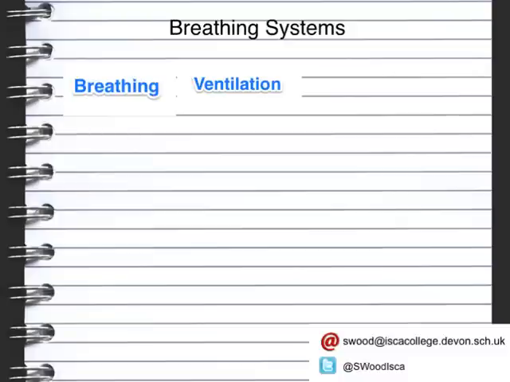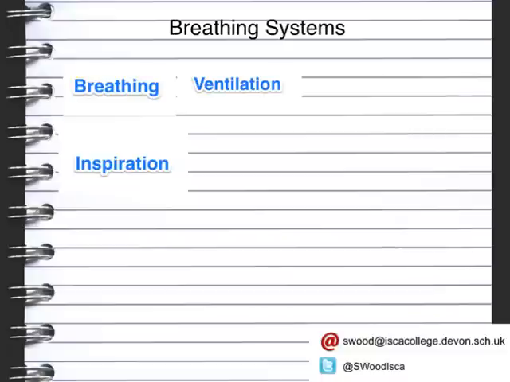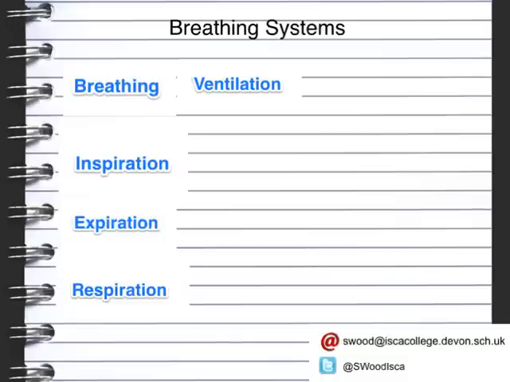The next process is inspiration, which I think I am to you guys, but there we go. This is where we have the movement of air into the lungs. This can be known as inhalation as well. The next process is expiration or exhalation, and this is the movement of air out of the lungs. And then the last one you're probably more familiar with is respiration, and that's where the release of energy from the cells occurs.